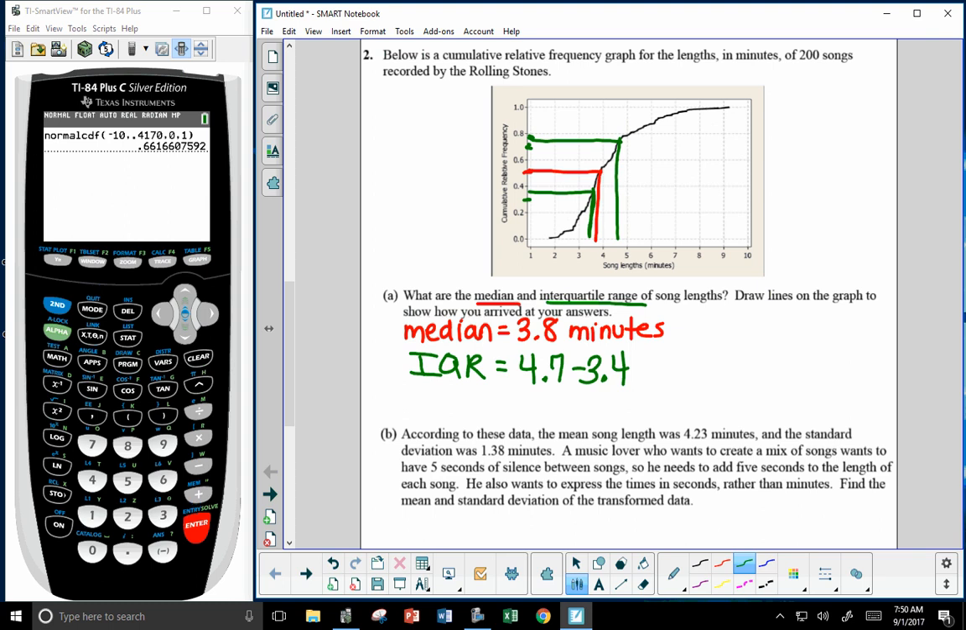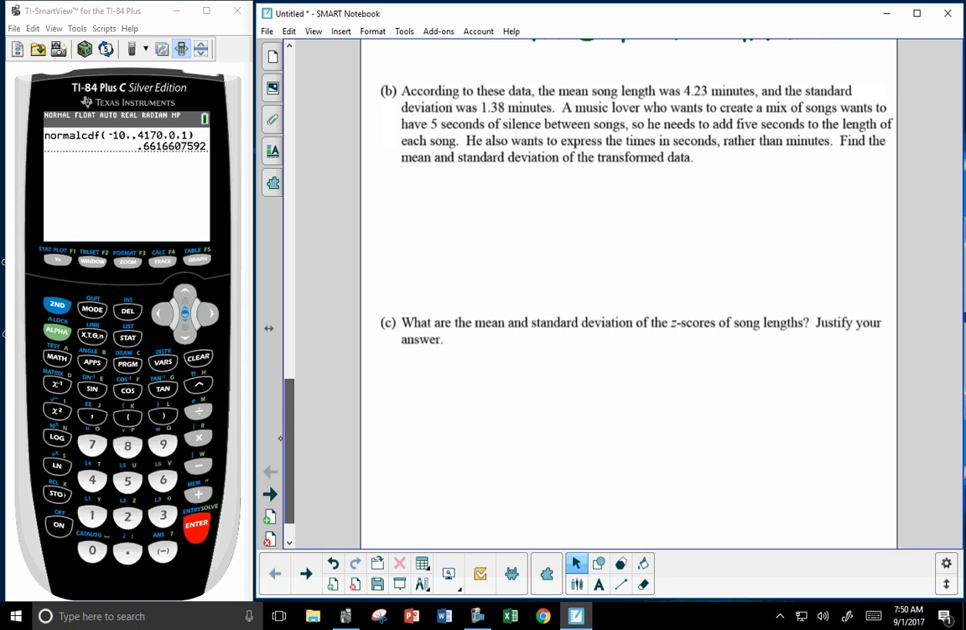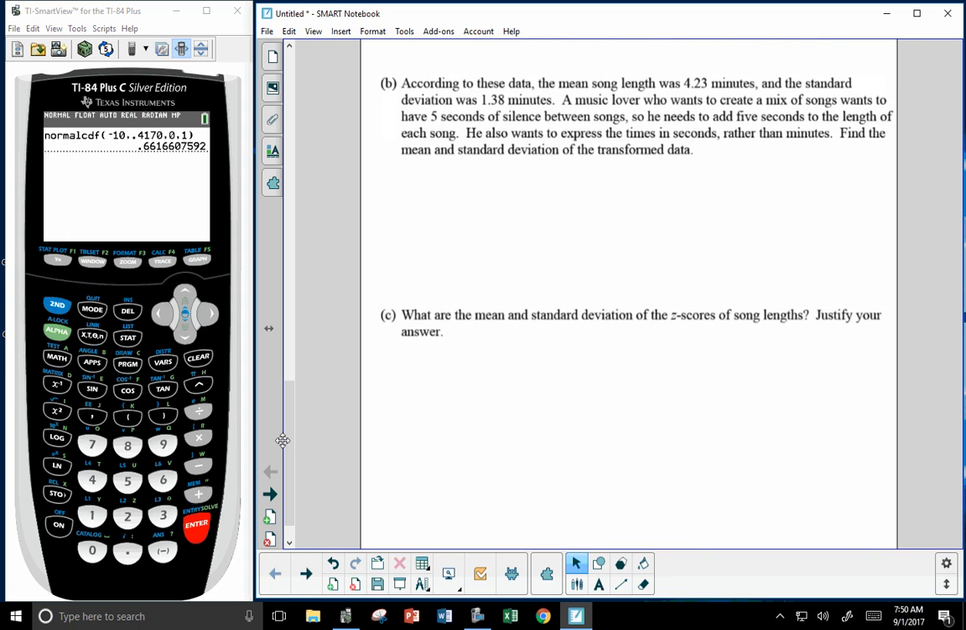Okay, part B, according to these data, the mean song length was 4.23 minutes and the standard deviation was 1.38 minutes. A music lover who wants to create a mix of songs wants to have 5 seconds of silence between songs. So he needs to add 5 seconds to the length of each song. He also wants to express the time in seconds rather than minutes. Find the mean and the standard deviation of the transformed data.